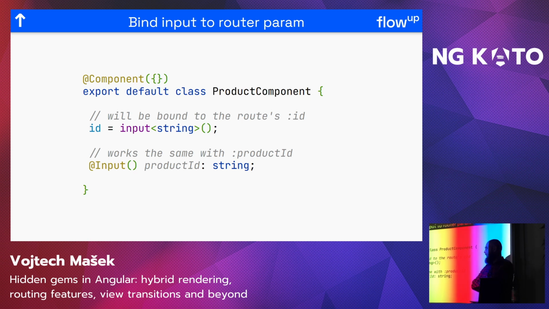Yes, but then if you would have an ID binding in your application, or product ID with square brackets in the template, then which one would you expect would bind? The query parameter or the actual binding from the template? Yeah, that's a good question. So now, I don't know.